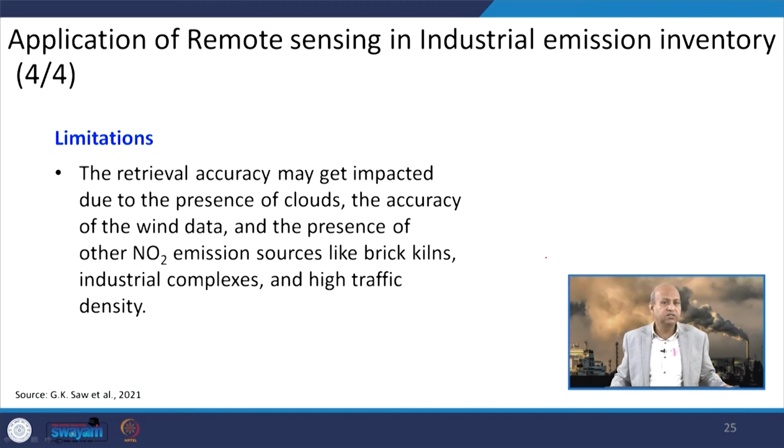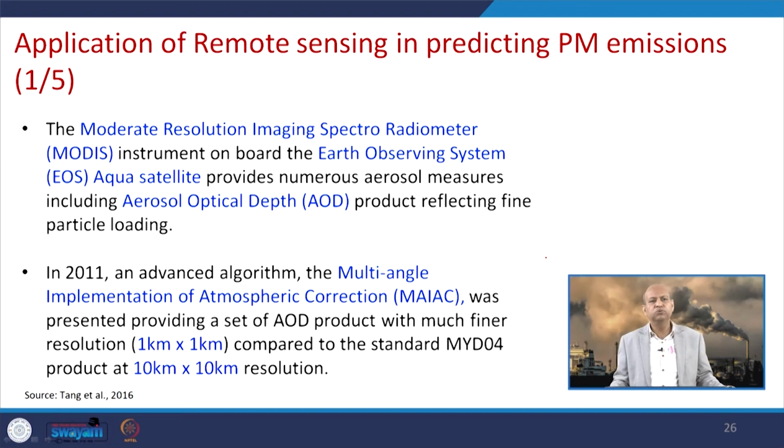Well, there are limitations again in this case also. The retrieval accuracy may get impacted due to the presence of clouds. So then that observation is not very accurate in that sense. There is also the accuracy of the wind data, and the presence of other NO2 emission sources like brick kilns, which can be mistakenly taken from the stack as thermal power plants, industrial complexes, and high traffic density, which can also be a source of NO2 because of exhaust emissions from traffic. So that kind of interference may be there, which we need to remove.